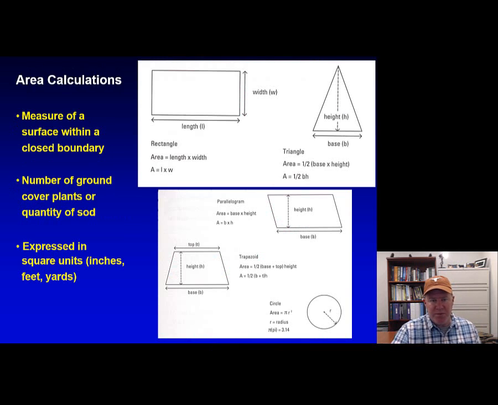Area calculations, my favorite. We spend a lot of time with this in my construction classes. It's a measure of a surface within a closed boundary. Again, length times width gives you the square footage. It's a number of ground cover plants or quantity of sod. It's expressed in square units such as square inches, square feet, square yards, and cubic yards.